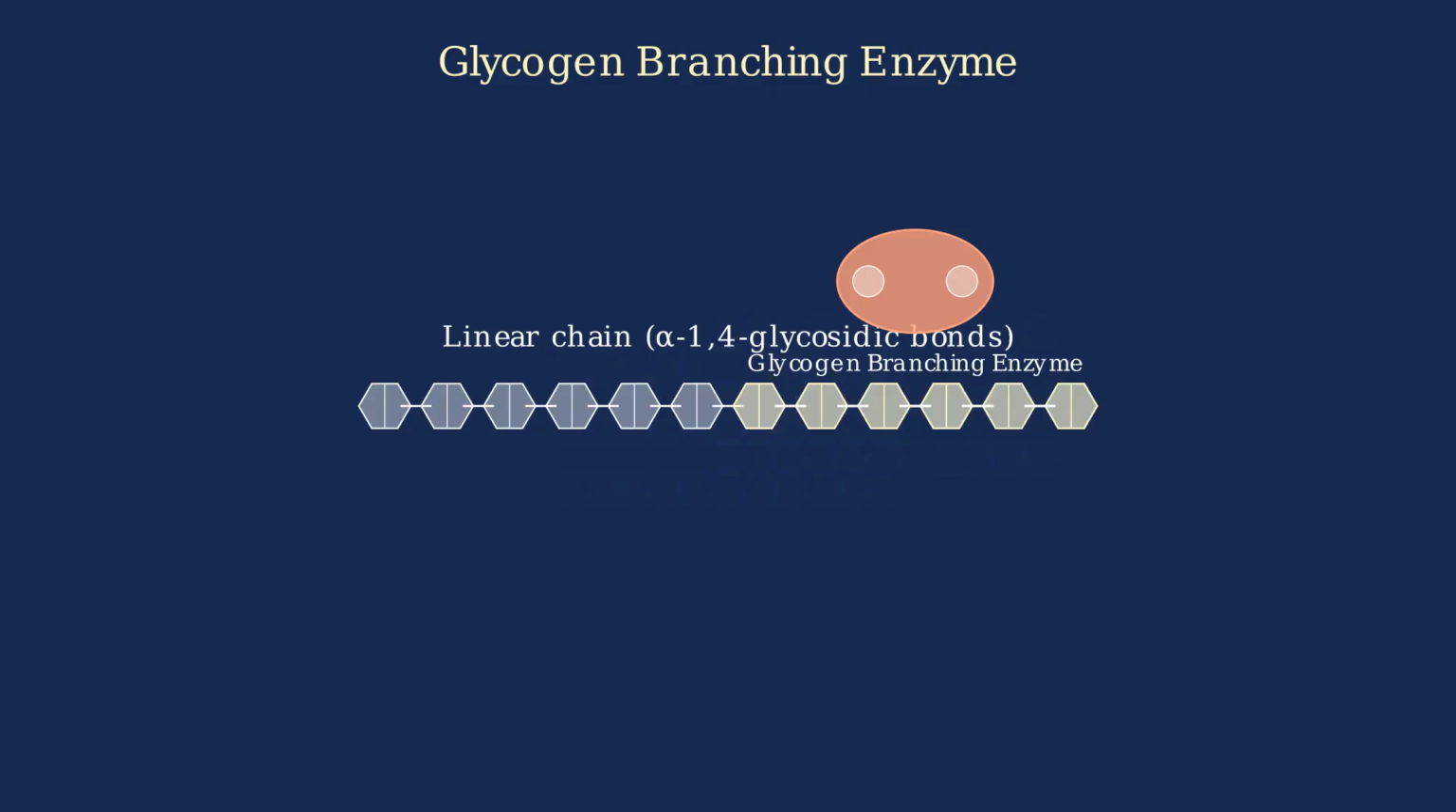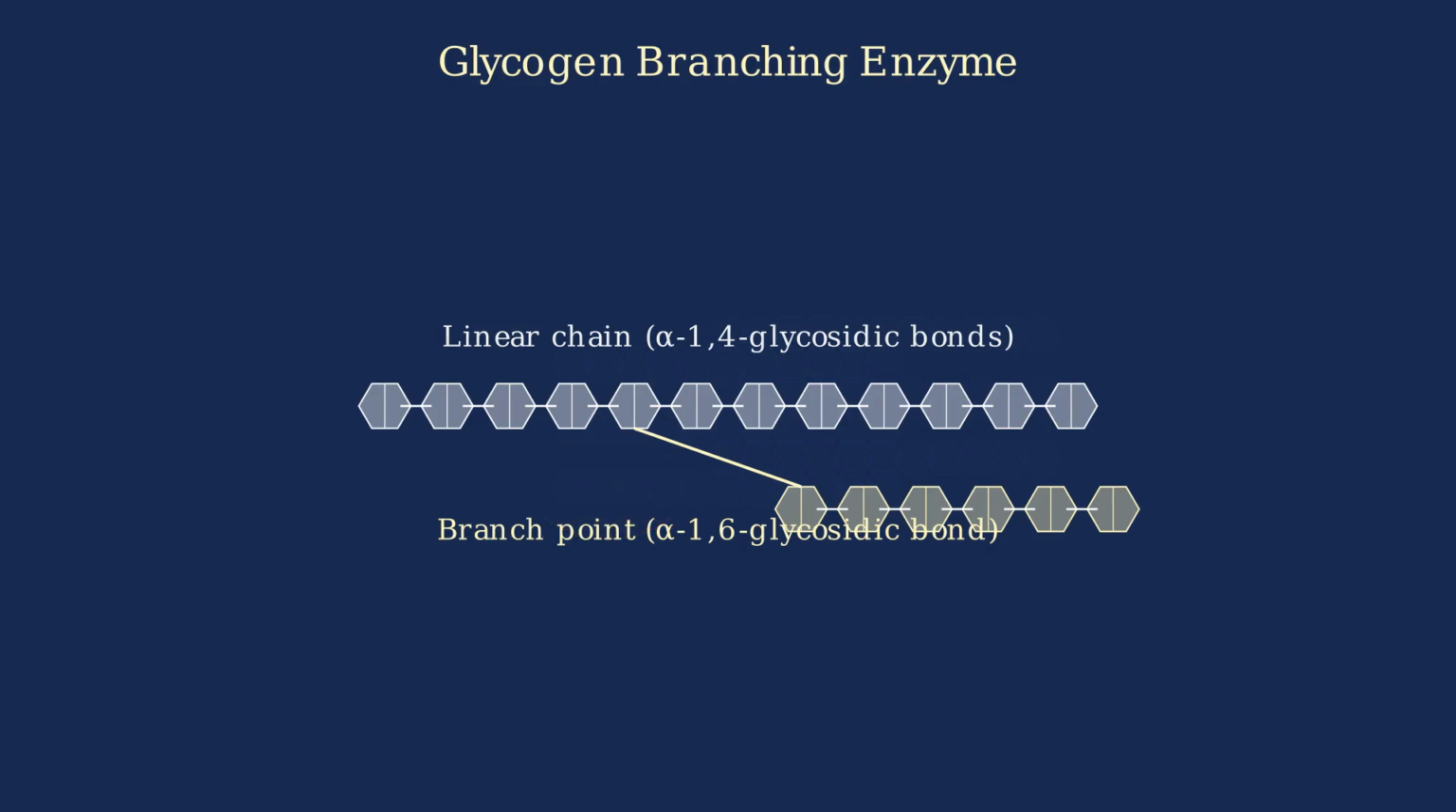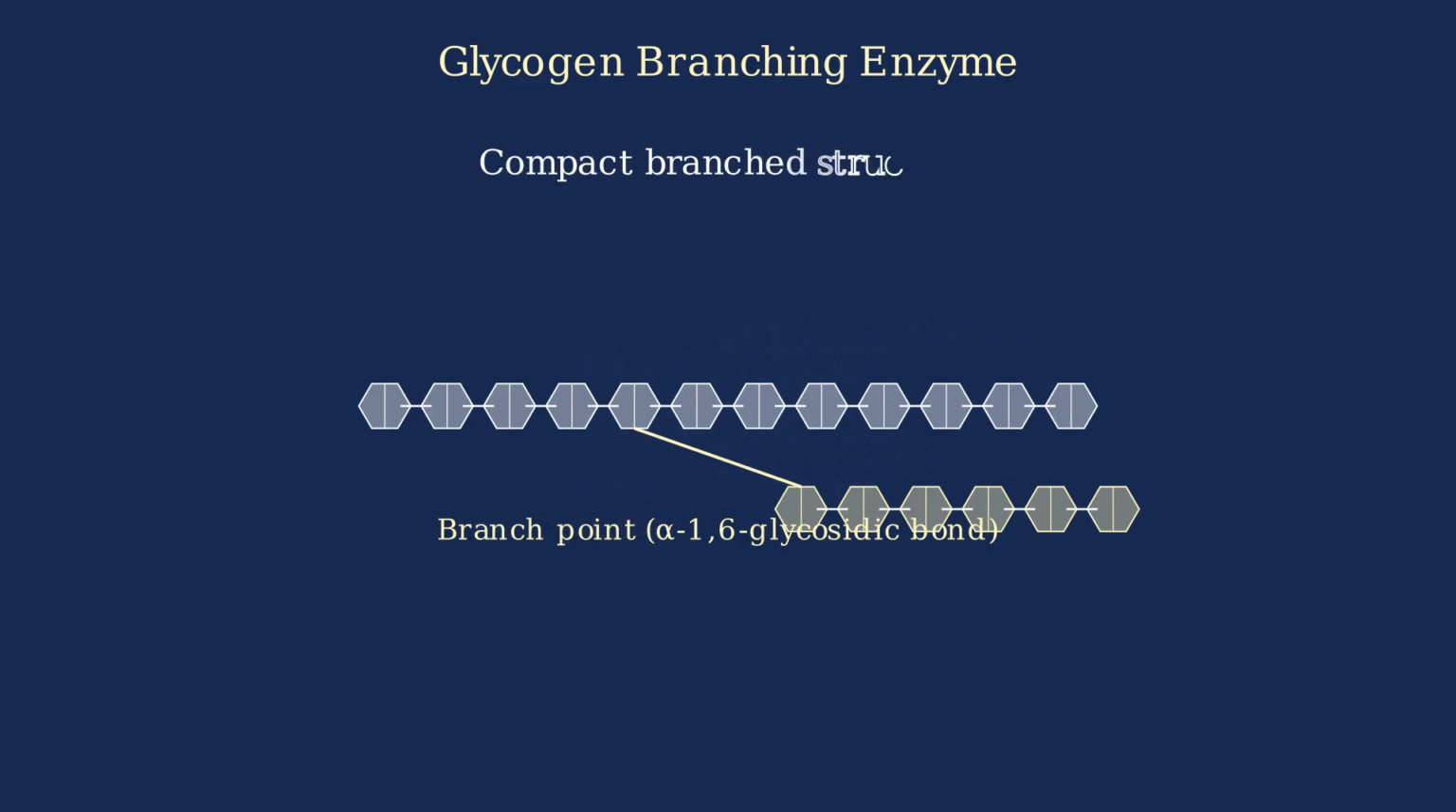The enzyme transfers a segment of 6 to 7 glucose units from the end of the chain. It then attaches this segment to another glucose unit within the chain, creating an alpha-1,6 glycosidic bond. This branching process creates a more compact glycogen structure with multiple endpoints.